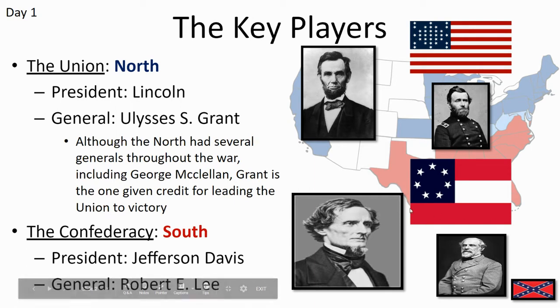This flag right here, the Confederate flag, if you notice, there are 7 stars, and those 7 stars represent the first 7 states that joined the Confederacy to form their new country. Now, what's interesting is every time they add a new state, they add a new star. Now, in the North, you would think, well, if those stars are being added to the Confederacy, maybe there's stars being taken away from this flag. That is not true. In fact, it's quite the opposite.